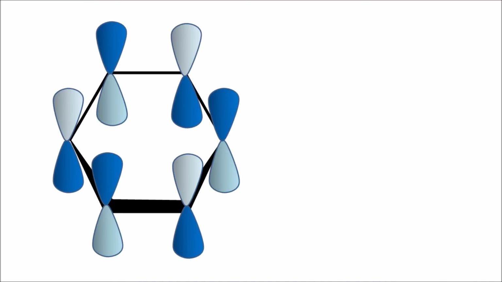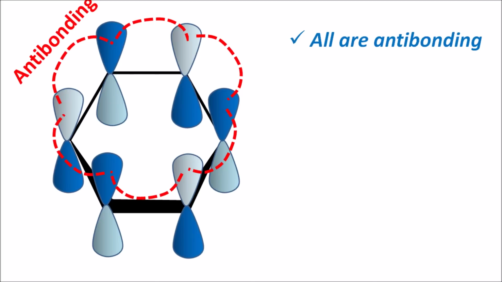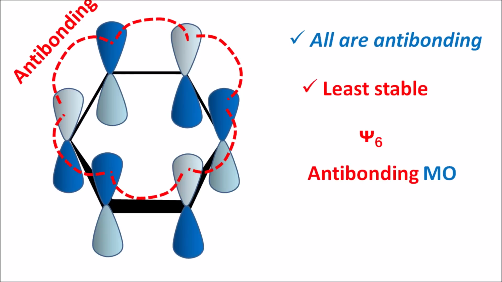Here we can observe that all the p orbitals are oriented in opposite way adjacently. This pair shows anti-bonding interaction. Again this pair shows anti-bonding interaction, and so do the remaining pairs. So totally this orientation is having 6 anti-bonding interactions. So all p orbitals are undergoing anti-bonding interaction. So it is the least stable molecular orbital. Let us indicate it with symbol Psi6. So this is the least stable anti-bonding molecular orbital.